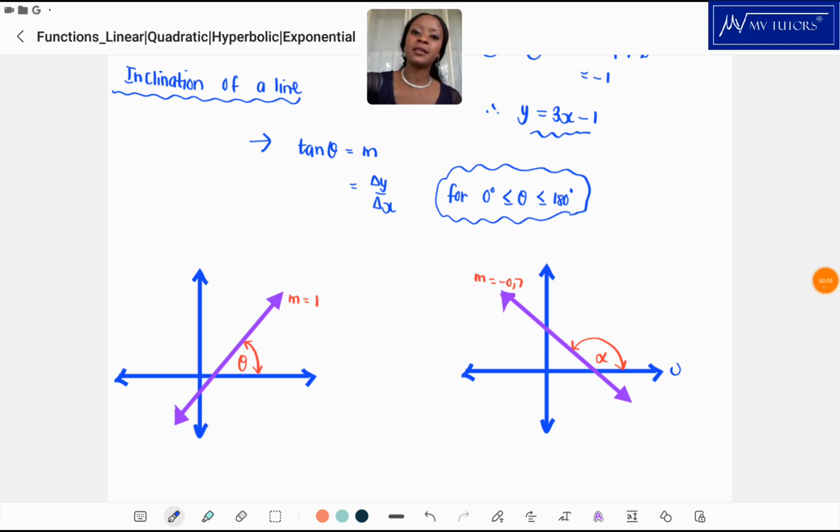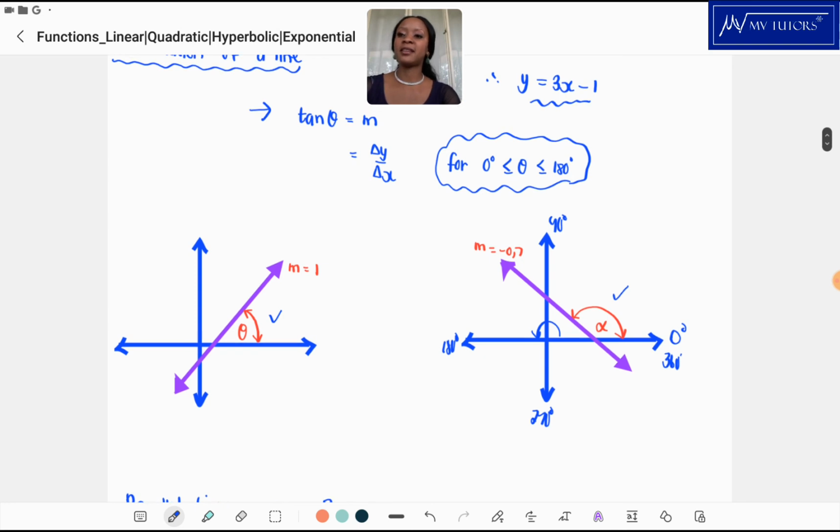If this is your Cartesian plane, you can see that to calculate the inclination of a line, you're limited to 0 to 180 degrees. You can't go beyond that. You can have an acute angle, like in this case, which results from a straight line graph that has a positive gradient. You can also have an obtuse angle, in this case over here, which results from a negative gradient, because from left to right it is going down. I've indicated there that would be m is equal to 1.